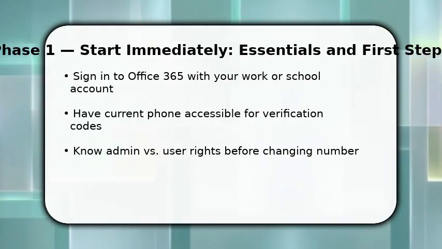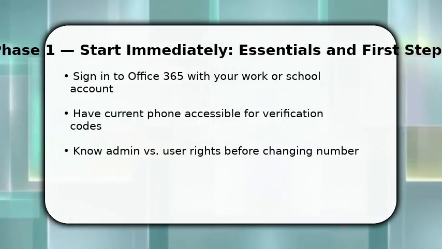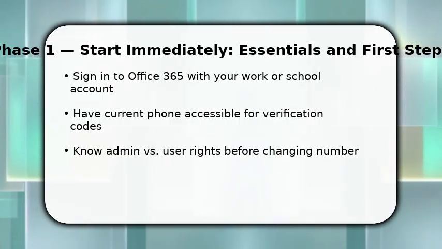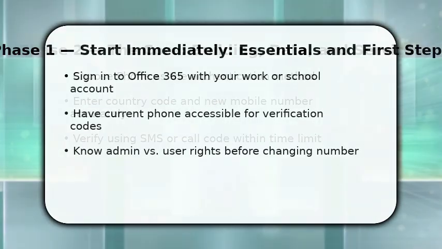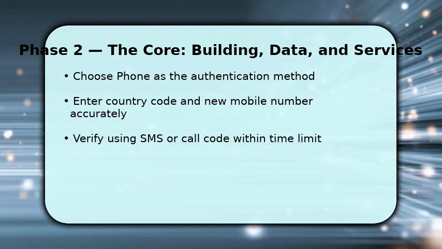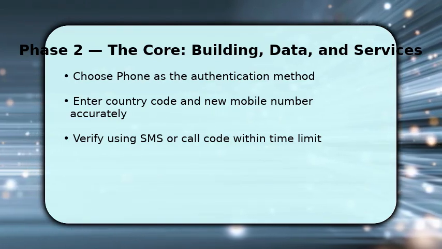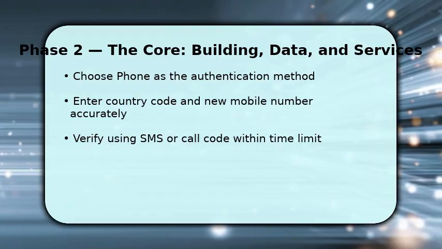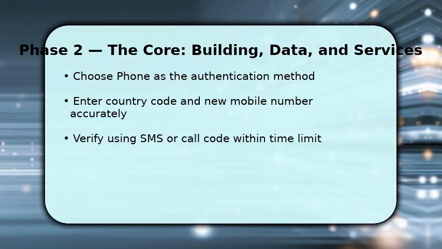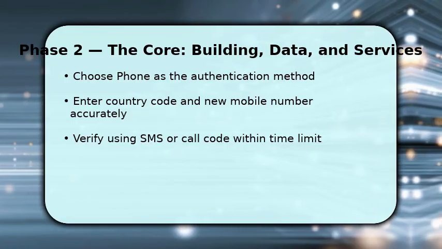Once ready, choose Add Method, select Phone, then enter the new number. This gets the process rolling and prevents lockouts. You'll now add and verify the new number. Select Phone and pick SMS or call. SMS is faster usually. Enter the correct country code and full number, double-checking digits to avoid rework.